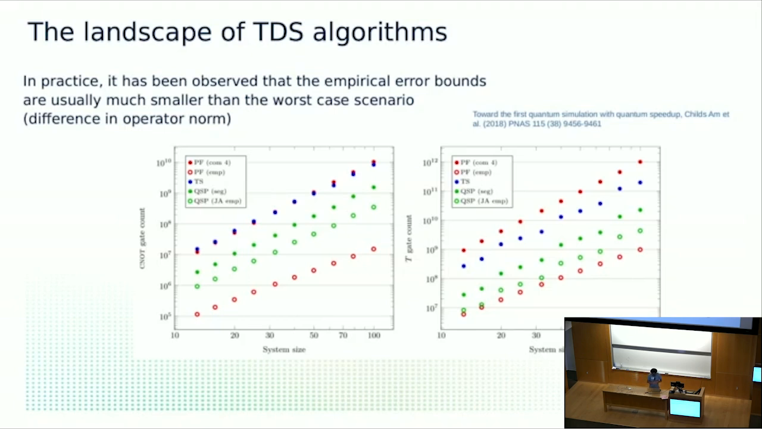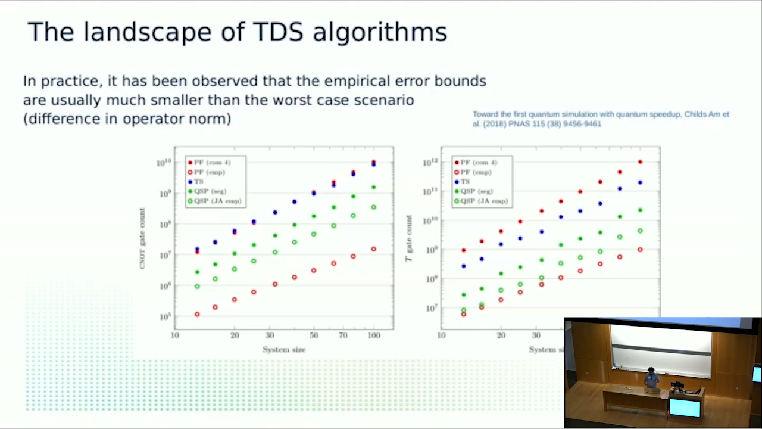This is a very nice paper in PNAS, where the authors look at a particular example, the Heisenberg model in 1D with random fields, and they instantiate different algorithms. On the left, the filled circles are empirical, theoretical bounds on, let's say, the CNOT gate complexity. You want to simulate this system with some error, I think here it's 10 to the minus 3, for a time that scales with the system size.